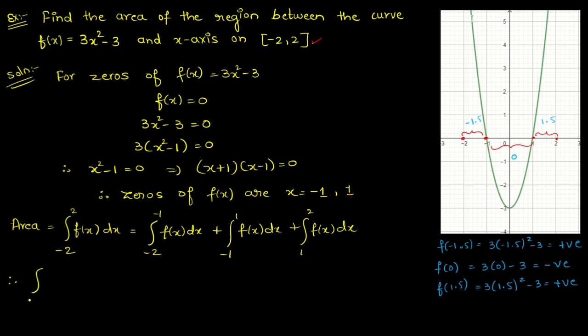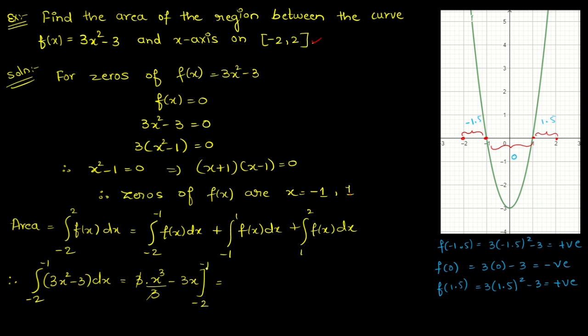So first one, the integral from -2 to -1 of f(x), which is given here to be 3x² minus 3, dx. If I integrate this, keeping 3 as it is, x² power increases so it is x³, and the same power in the denominator, minus 3. Since 3 is a constant, the integration of 3 will be 3x. And we are going to simplify this from -2 to -1. So this 3 and 3 can be cancelled.